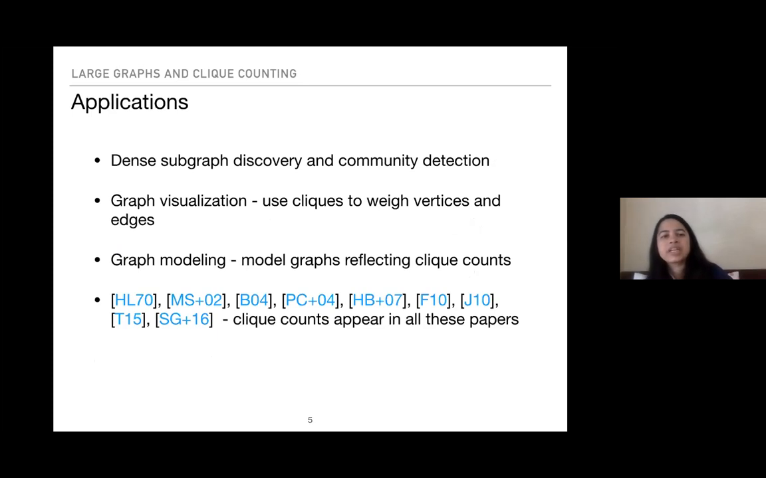So cliques have been used in a lot of different applications. They have been used in dense subgraph discovery, in community detection, in graph visualization, graph modeling. So for example, if you're trying to model a real world graph, you may want your graphs to reflect the clique counts that are observed in the real world graph that you're trying to model, and so on. All of these papers that I have listed here have used clique counts in some form.